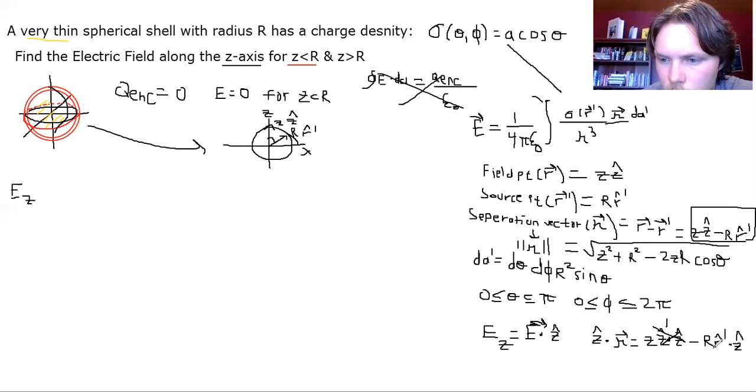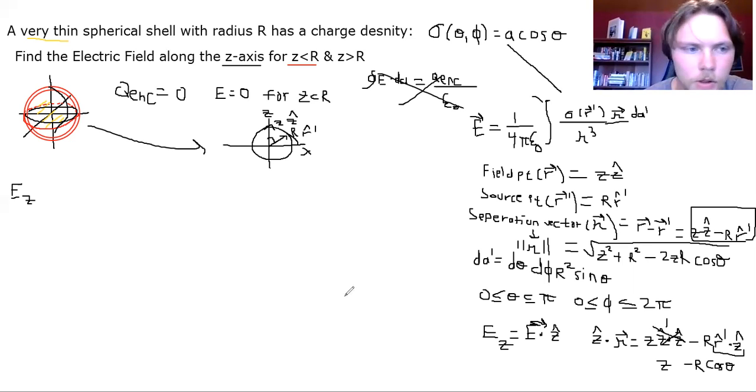So z hat dotted with z hat is just 1, so that cancels. And r hat prime dotted with z hat, if you go back to the circle drawn over here, you'll notice that they make an angle, and r hat and z hat both have a length of 1, so it's just going to depend on the angle, cosine theta. So this whole thing just becomes z minus r cosine theta. So back to what I was saying, now we can just integrate Ez without any vectors.